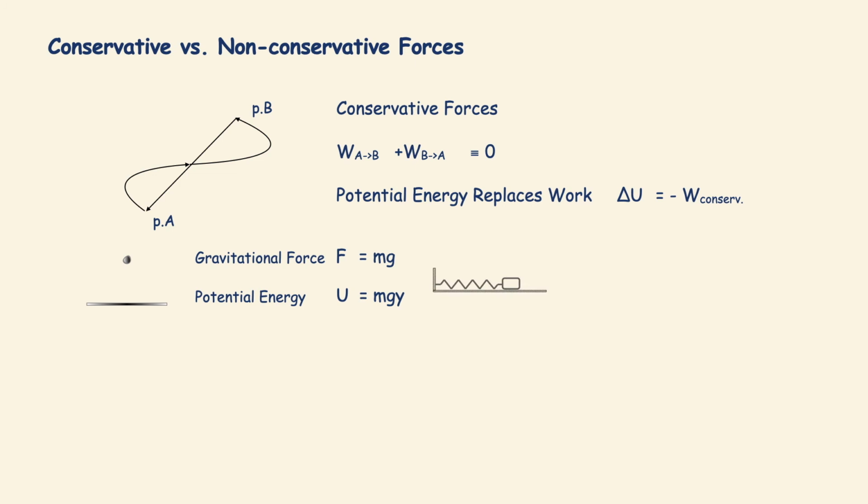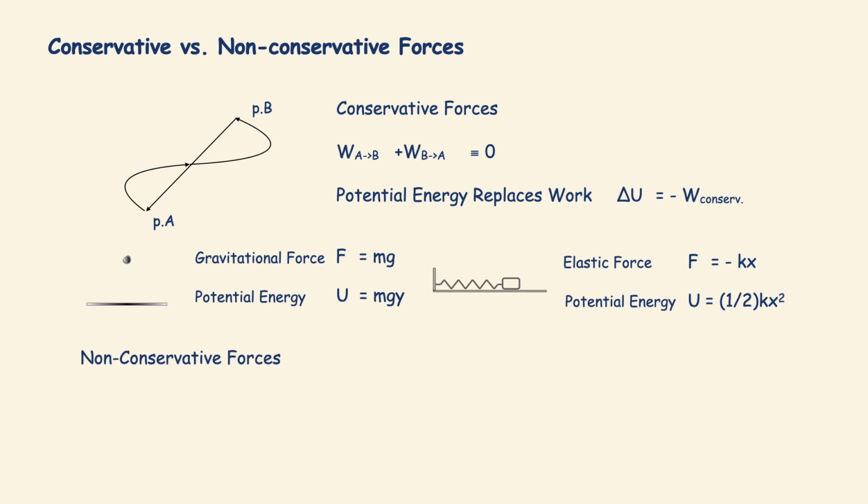The second situation is the elastic spring. So if we're working with an ideal spring, we know that the elastic force is given by Hooke's law, F is equal to minus kx, and that too is a conservative force. And so we associate a potential energy with it, which is 1/2 kx squared.